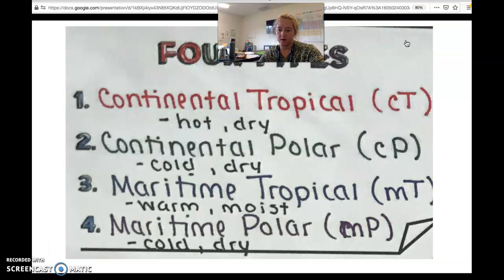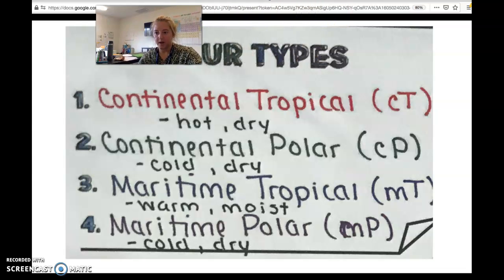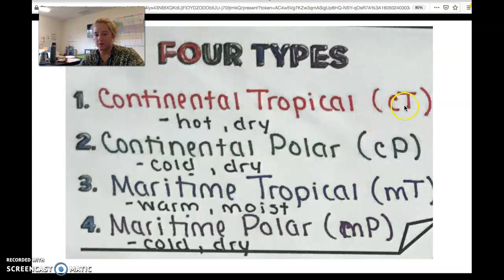We have 4 types of air masses. Continental tropical air masses. We denote that with a lowercase c and a capital T. When a continental tropical air mass passes over an area, it's going to bring hot air because it was formed in the tropical region of the Earth, and it's going to bring dry air because it was formed over a landmass.